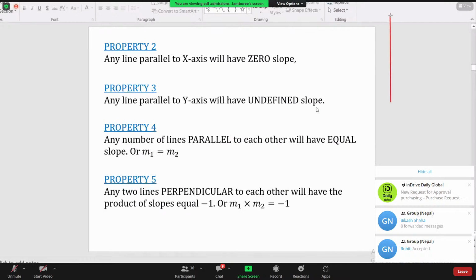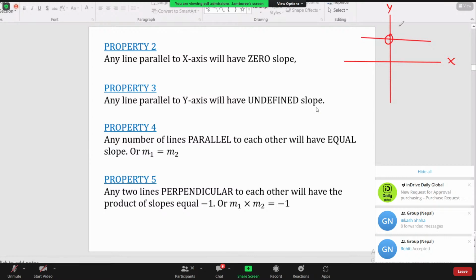Now let's say the line is parallel to the x-axis, then what will happen to the slope of that line? So this will be the x-axis, this will be the y-axis, and this line is parallel to the x-axis. To find out the slope of the line, as discussed, we will be taking 2 points on this line. So let's say I'm taking one of the points out here.